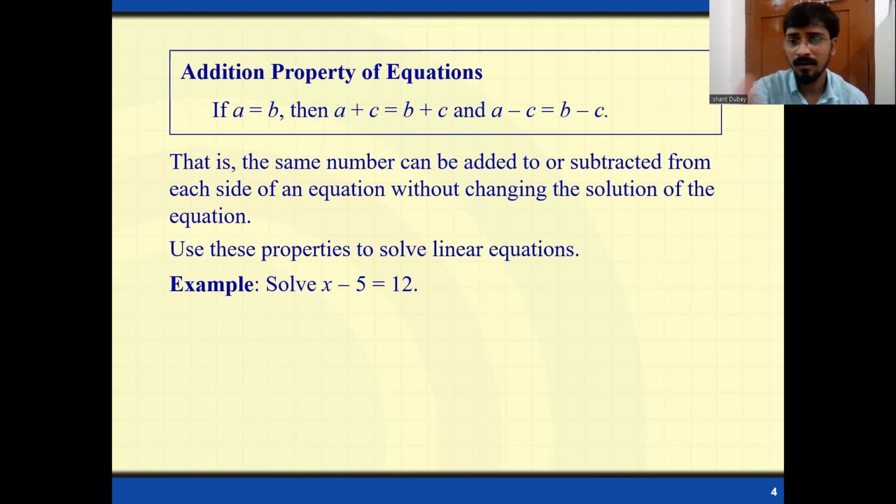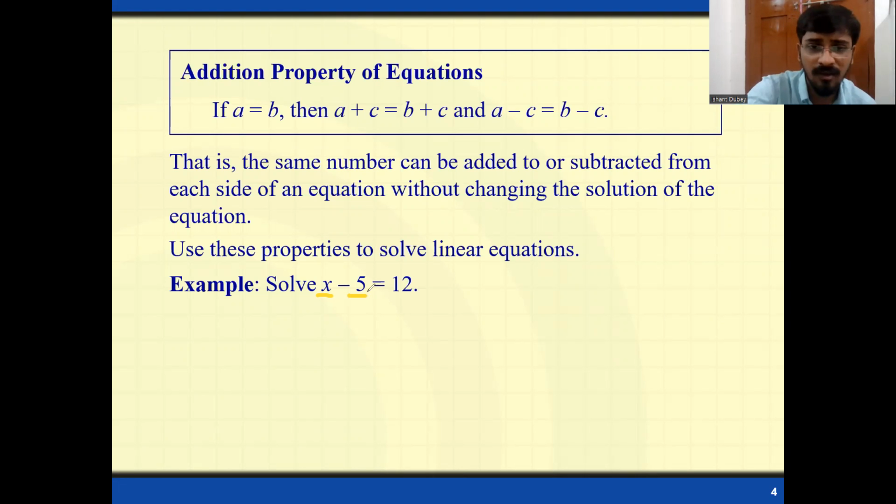Now let's take an example: solve x minus 5 equals 12. Solving means we have to find the value of the unknown. The unknown is the variable, so here x is the variable, or you can say the unknown. So in order to find that x value, you can see at the left-hand side minus 5 is there. What you want to find, keep that on one side, and the remaining you try to vanish.